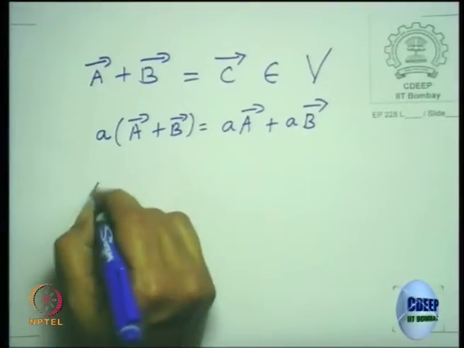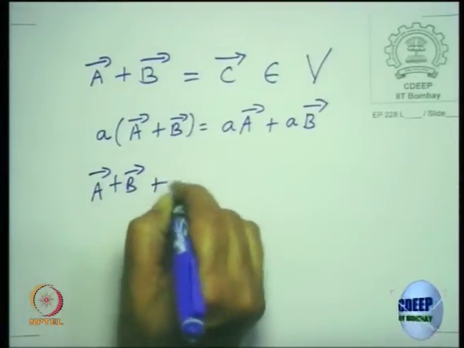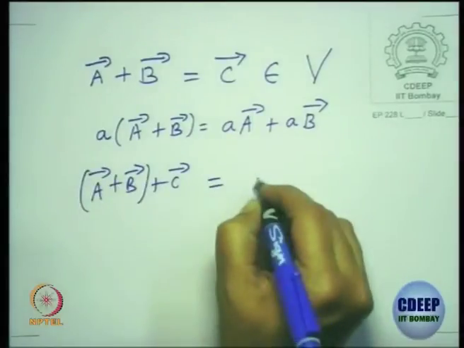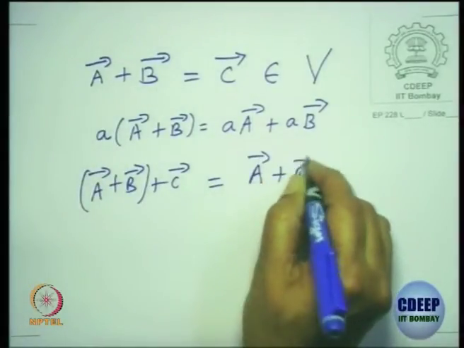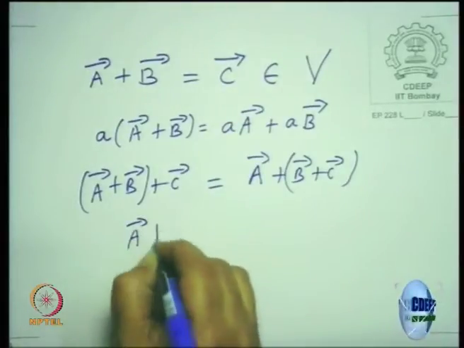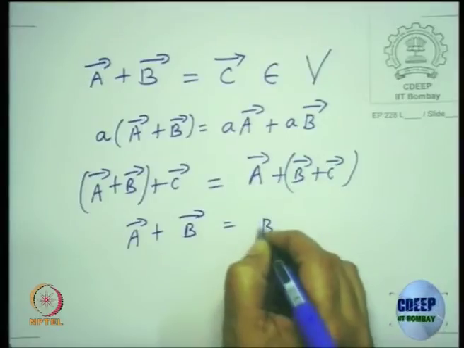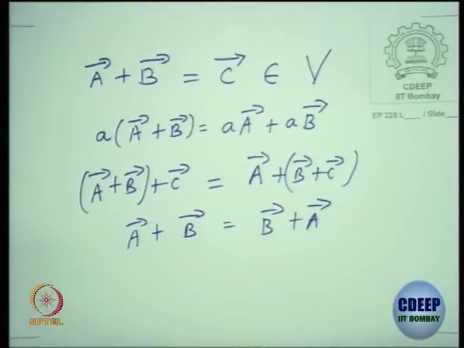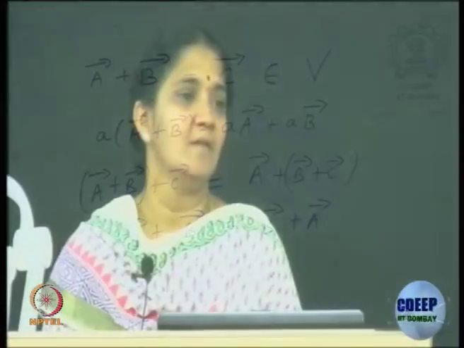Can also have A plus B plus C satisfying the associativity property, right? And vector addition is commutative, in the sense the order does not matter. Okay. So these properties which are satisfied, you call this space a linear vector space, right? And this is satisfied in your 3 dimensional world.